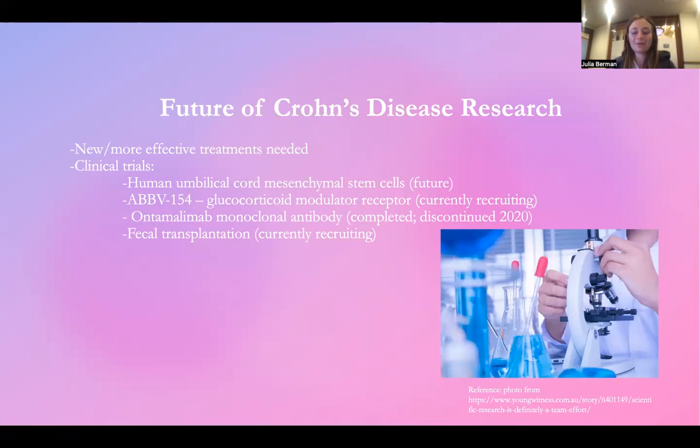Some clinical trials today include the trial of human umbilical cord mesenchymal stem cells. The idea is that stem cells are cells which can differentiate into multiple different types of tissues. Some can differentiate into all types of tissues. Some are more specialized.